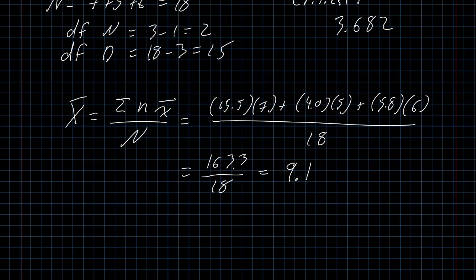And I get that the grand mean is about 9.1, 9.072, but I'll round it to the nearest tenth because that's how it will be useful for me in a little bit. All right, on to the next calculation.